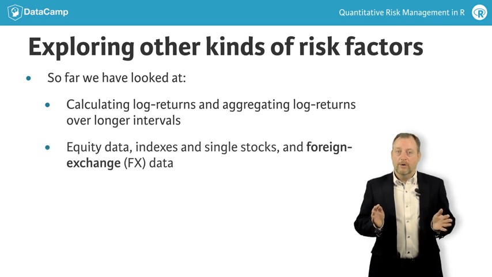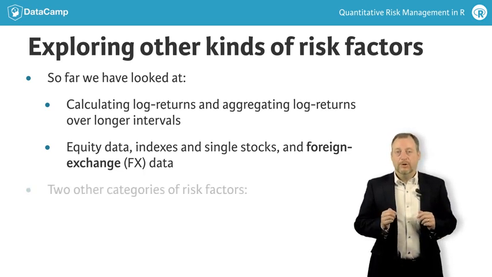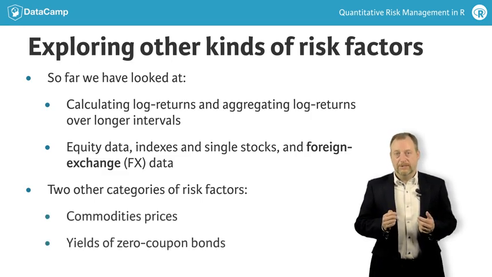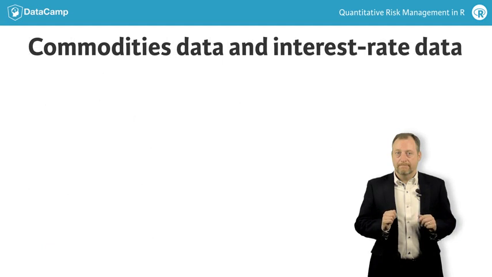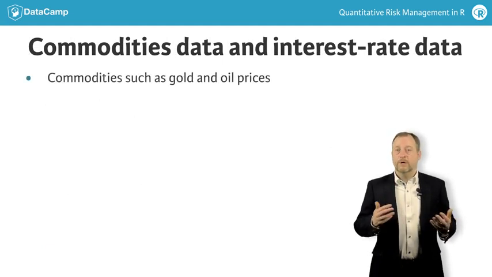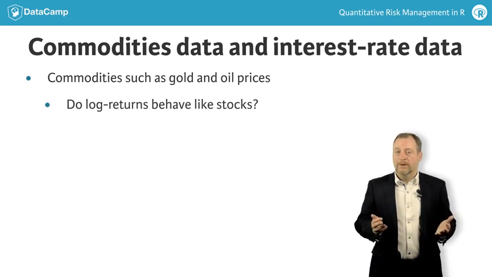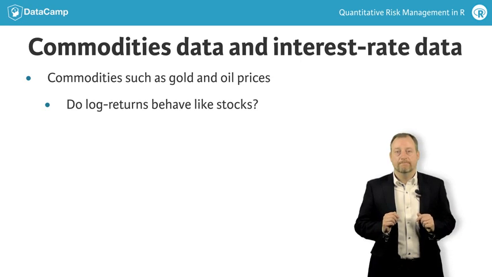So far, you have looked at equity data, both indexes and individual stocks. And you have looked at foreign exchange or FX data. To conclude the first chapter, you're going to look at two other kinds of data: commodities prices and zero coupon bond yields. First, commodities data. Imagine you invest in gold or oil. How do the price risk factors for these commodities behave? Are they similar to stocks or are there differences?